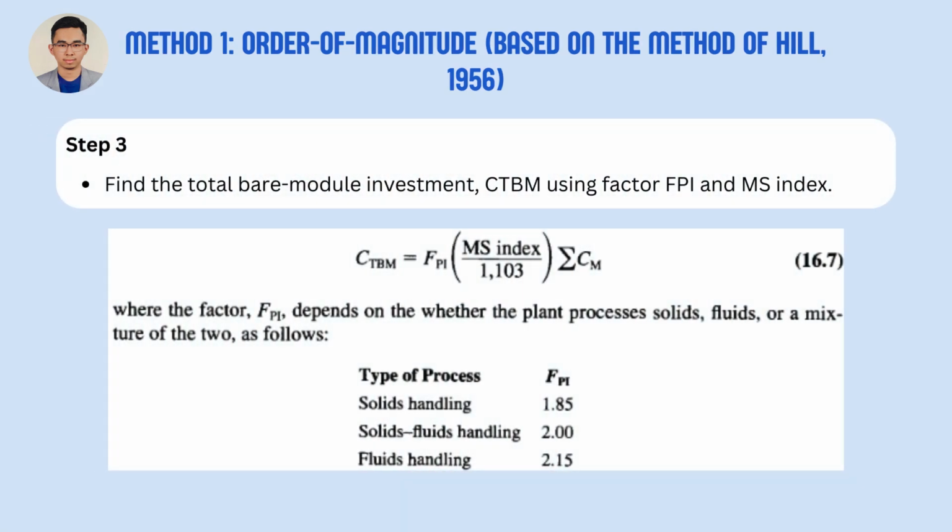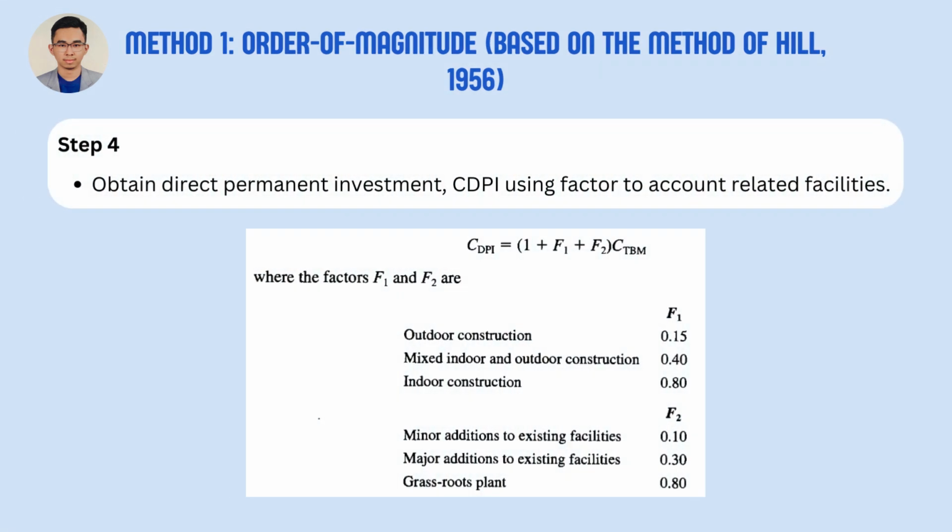So step 3 is to find the value for CTBM, which is the total bare module investment, using the formula given. For this step, the factor FPI will be used for different types of processes. The next step is to obtain the direct permanent investment CDPI. For this calculation, two factors will be considered, F1 and F2, which account for the site preparation, service facilities, utility plants, and other related facilities.